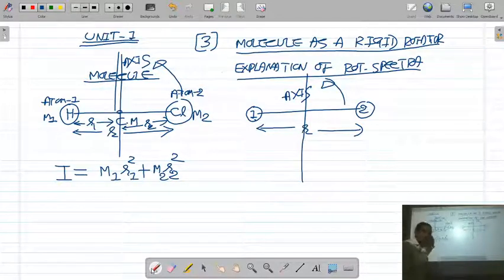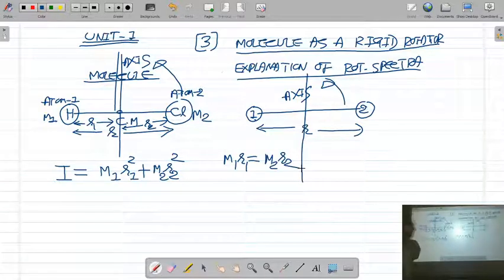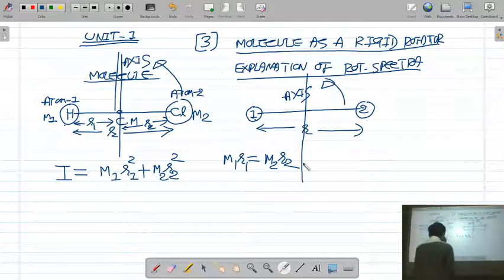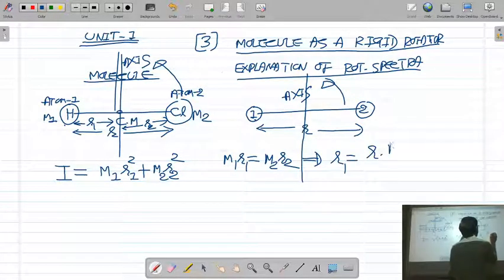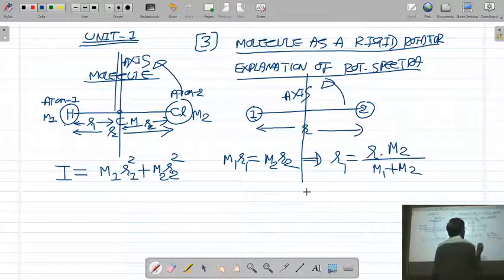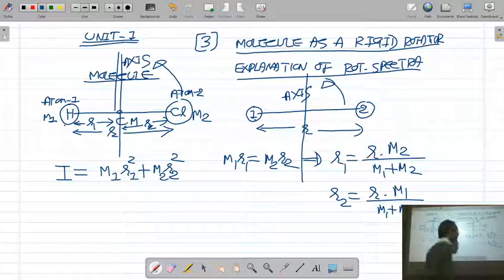Now in 12th standard you have studied the simple lever rule. From the simple lever rule, m1 r1 is equal to m2 r2. You will be able to get the values of r1 and r2. I directly write the value of r1, which comes to r into m2 upon m1 plus m2, and the value of r2 comes out to be r into m1 upon m1 plus m2.